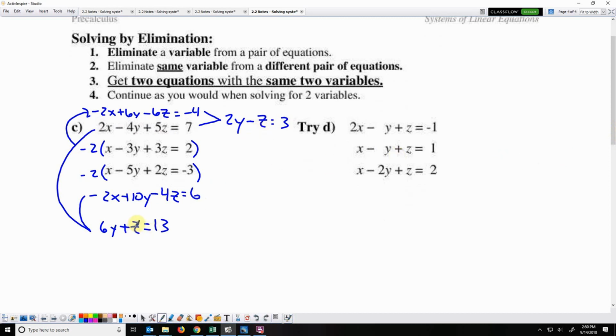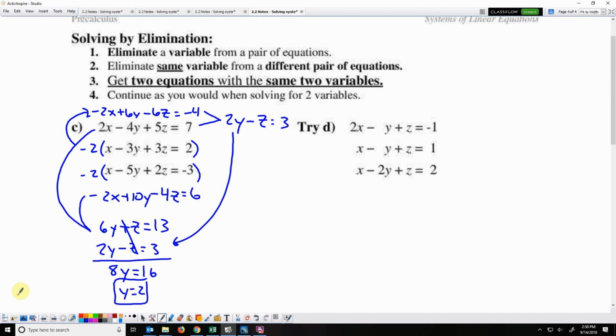And the z's are opposites. I've got a positive 1 and a negative 1. So if I combine those, I'll bring this one down. 2y minus z equals 3. So I just brought this one down here. I get 8y. Those cancel. Equals 16. So I divide and I get y equals 2. So I've got my first variable.